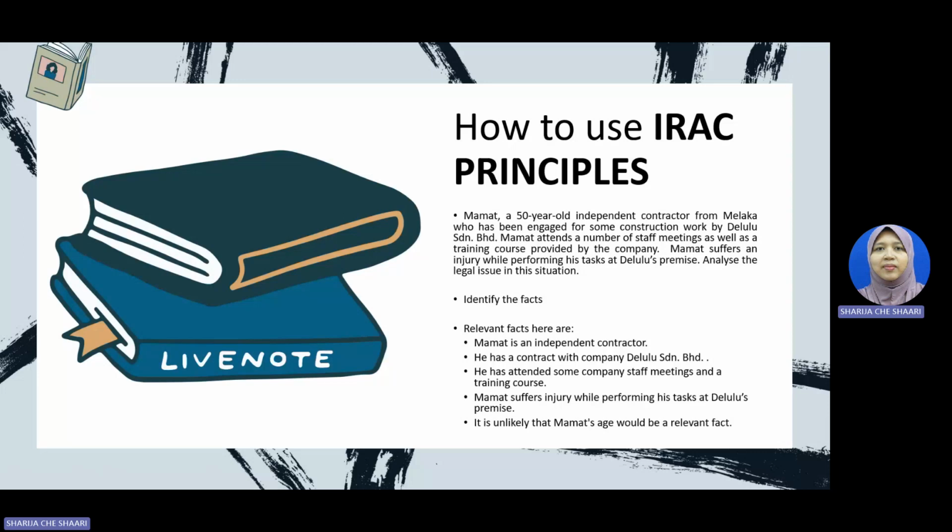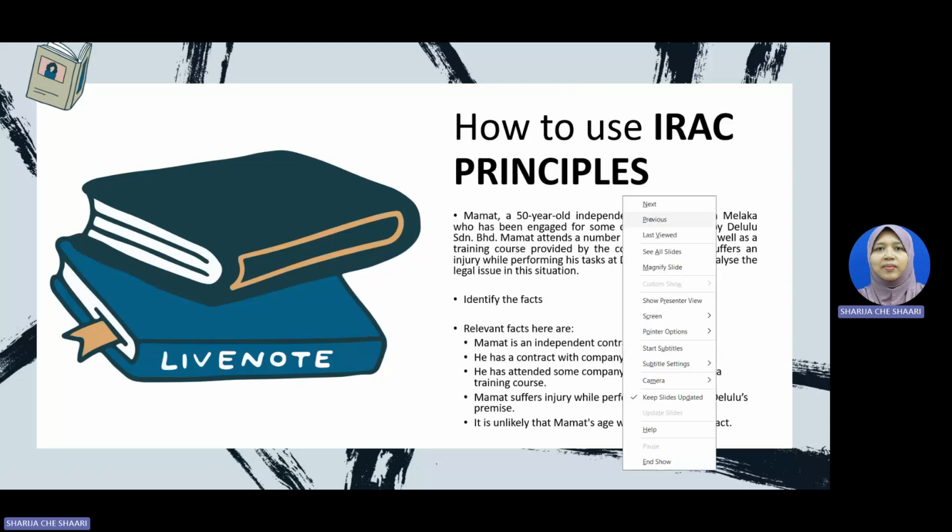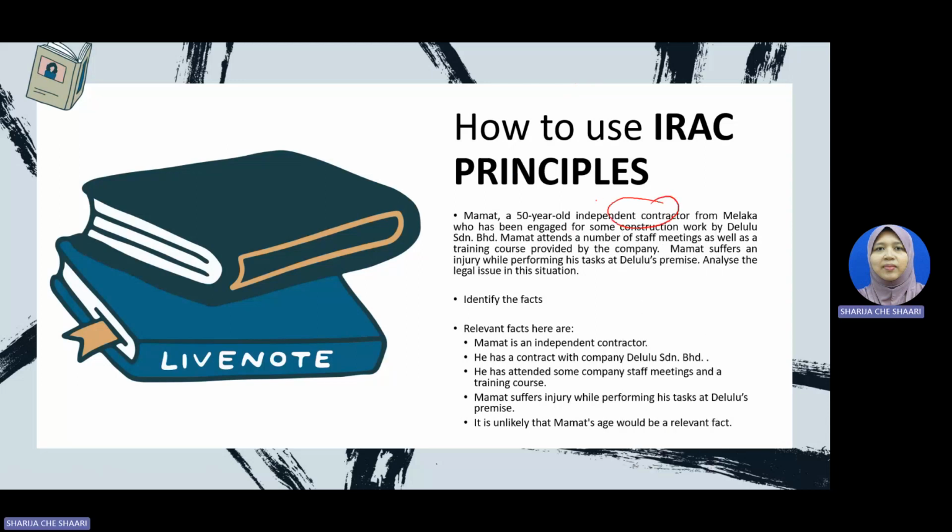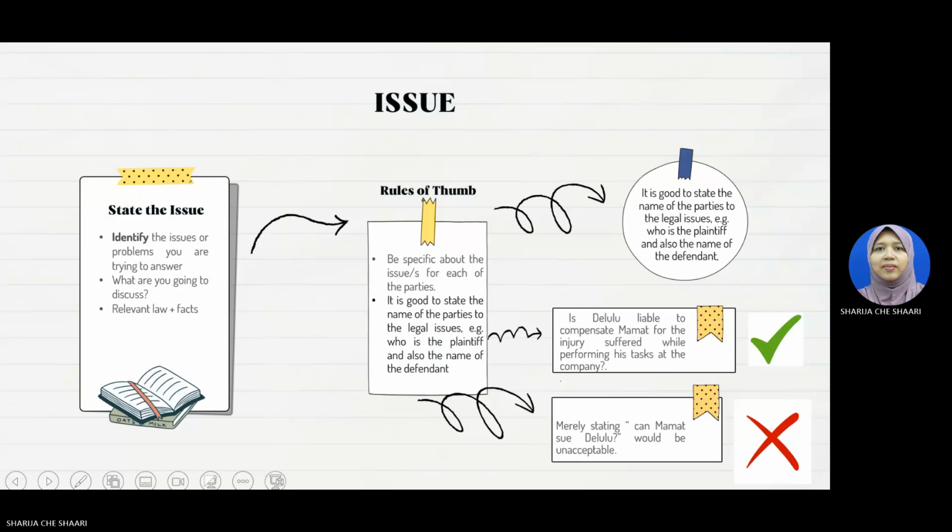So first, of course, you have to read the facts. When we read the facts, the relevant facts here: Mamat is an independent contractor. Mamat is engaged to work with the Lulu. Mamat attends staff meetings. Mamat attends a training course. And then Mamat suffers injury. Now, does his age matter here? No, it is not important. So you do not have to dwell on the age factor.